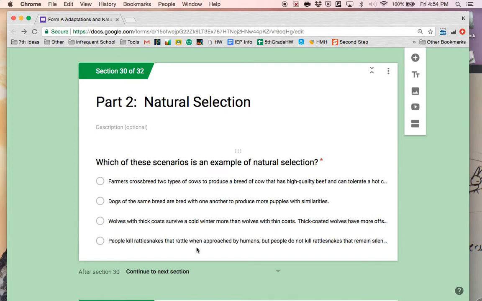People killing rattlesnakes that rattle when approached by humans, but they don't remain silent. Yeah, I could see that happening. If rattlesnakes remain silent when they're around humans, that could be a good adaptation. But really, the third one is the one that connects the environment to it.